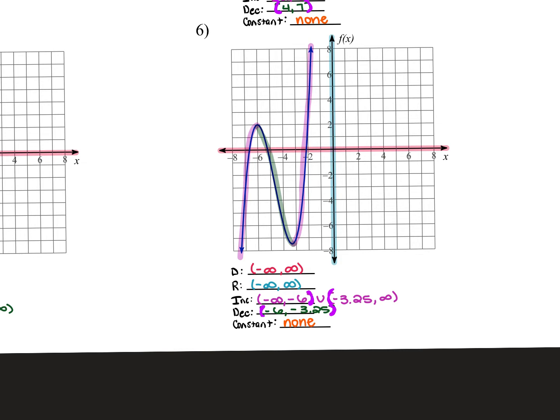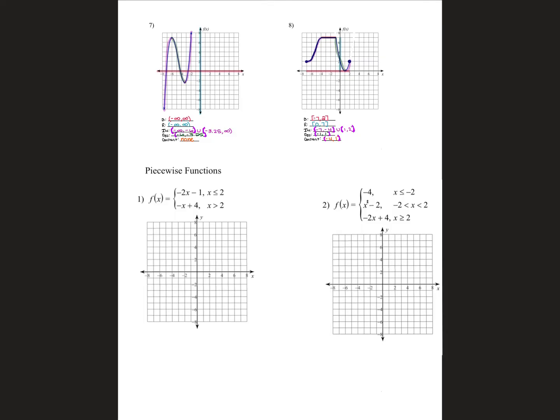Does anybody have any questions? Yeah. Can you go to the piecewise function? Yes, we're going to do those in a second. We're going to do both of them. All right, let's do the next ones.